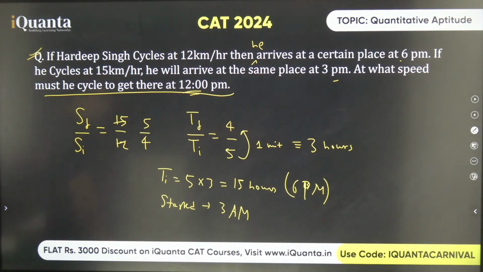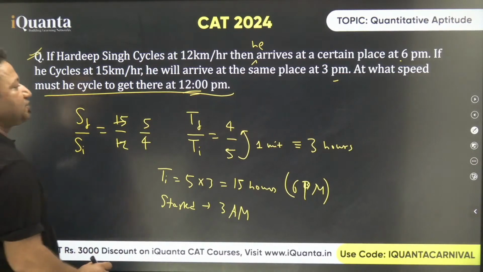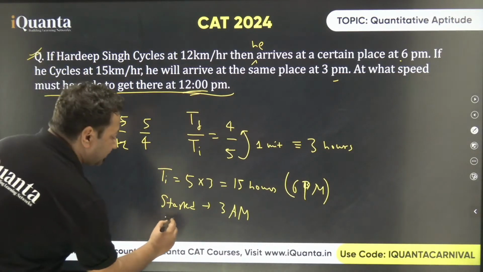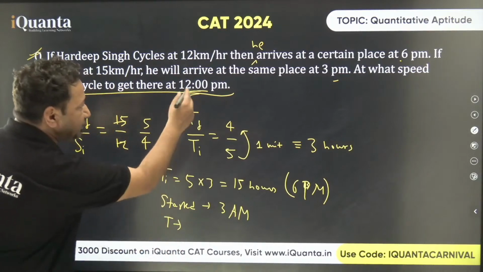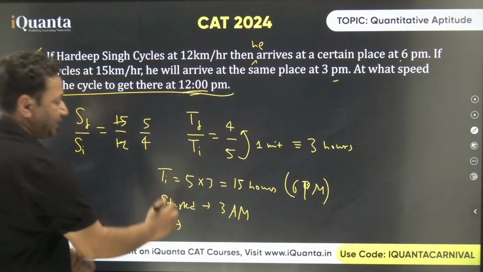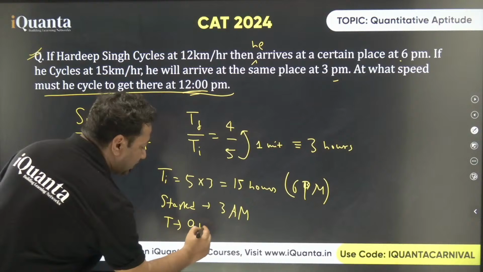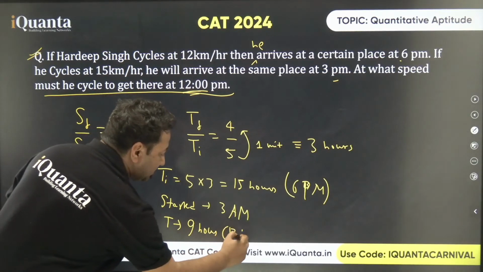Can we say that? He must start at 3 a.m. and now he wants to reach at 12 p.m. That means the time he has is how much? 3 बजे सुबह से 12 बजे दोपहर तक. We have 9 hours, right? That is till 12 p.m.